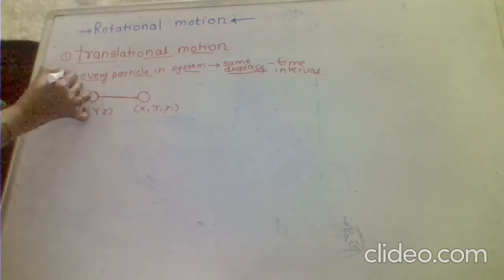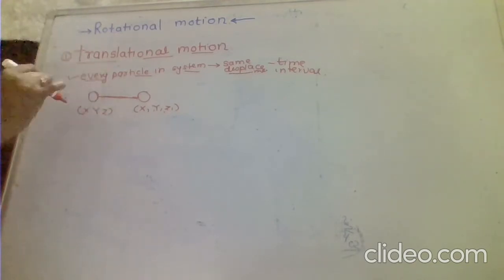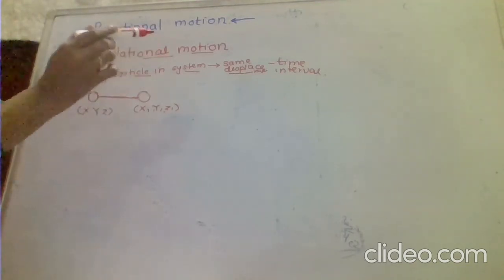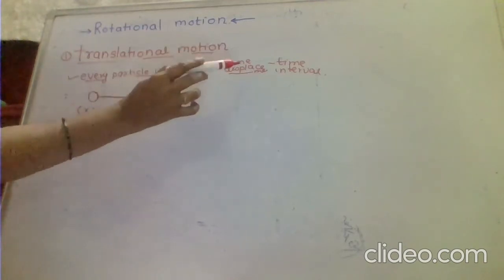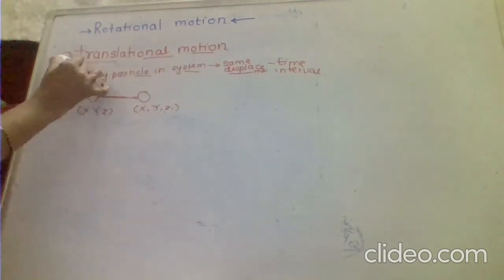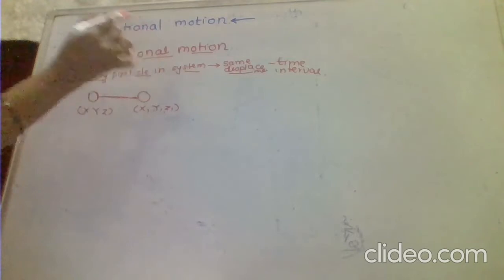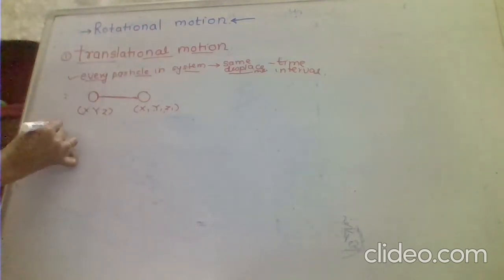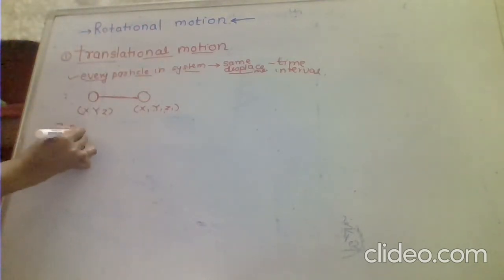Or if it is a system of particles, every particle in the system undergoes the same displacement in the same interval of time. Then the system is said to be in translational motion. And second is rotational motion.